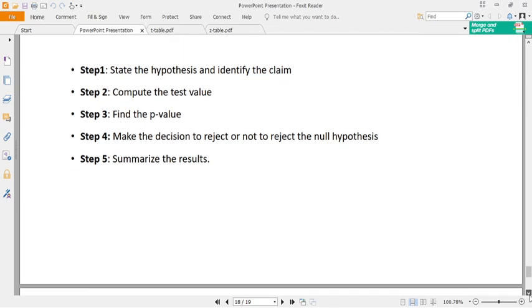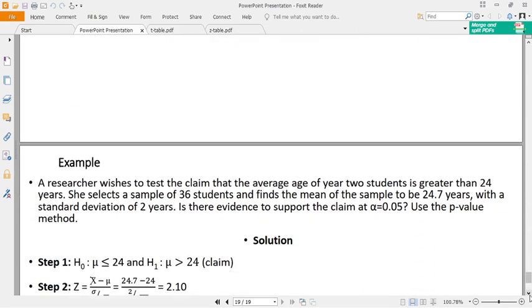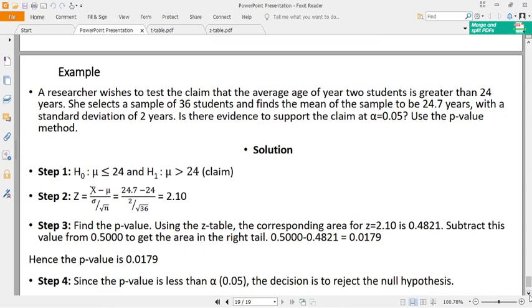results. So an example: a researcher wishes to test the claim that the average age of Year 2 students is greater than 24 years. She selects a sample of 36 students and finds the mean of the sample to be 24.7 years, with a standard deviation of 2 years. Is there enough evidence to support the claim at alpha equal to 0.05? We are supposed to use the p-value method.